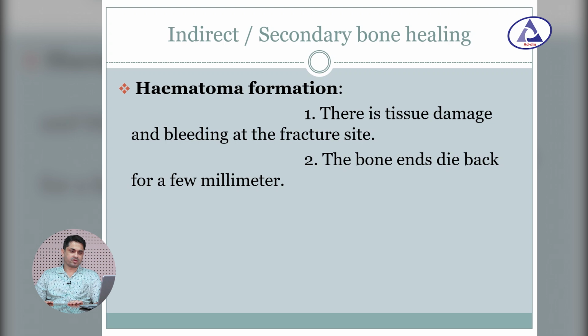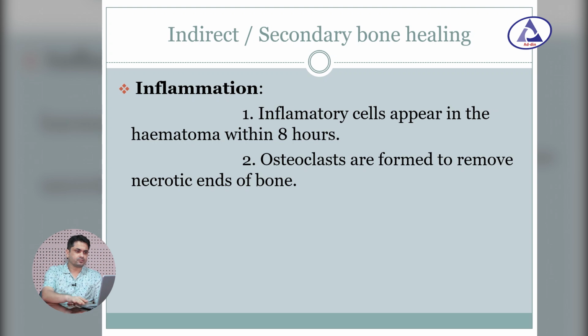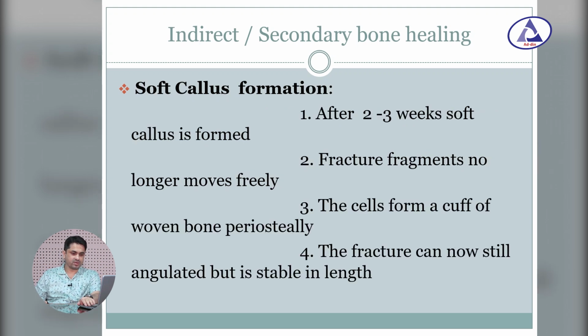First one is hematoma formation. When there is tissue damage, bleeding at the fracture site occurs, and the bone ends die back for a few millimeters only. Then the second stage is inflammation. Inflammatory cells appear within the hematoma, usually within 8 to 10 hours. Then osteoclasts are formed to remove the necrotic end of the bone, which formed in the hematoma stage.